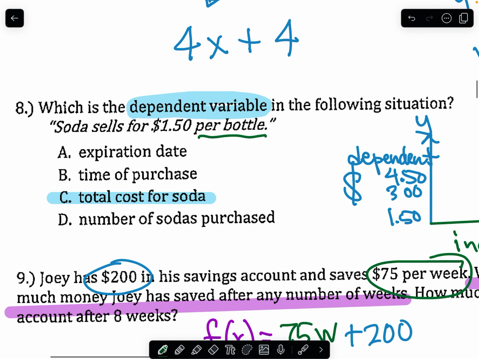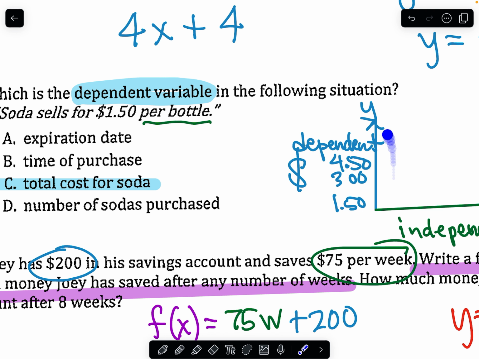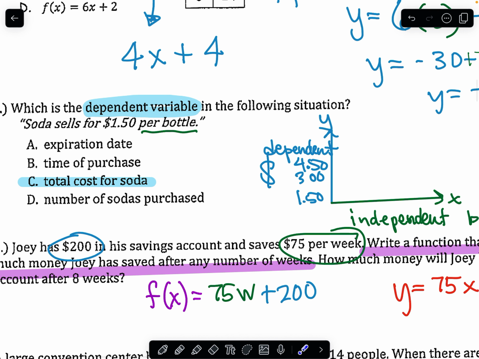All right, on number 8, it's saying what is the dependent variable? Well, we know that y is always dependent on x. So we're looking for what's the y value here if this was to be in a graph. And it says that soda sells for $1.50 per bottle. So we know that on the x-axis would be how many bottles, 1 or 2 or 3 or 4, and so forth. And then the cost of those would be $1.50 and then $3 and then $4.50, which is telling us that the cost of the soda is the dependent variable because it depends on how many you buy, which is the independent variable.